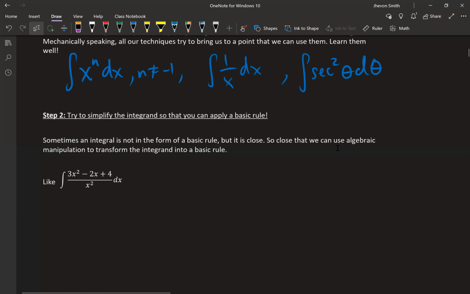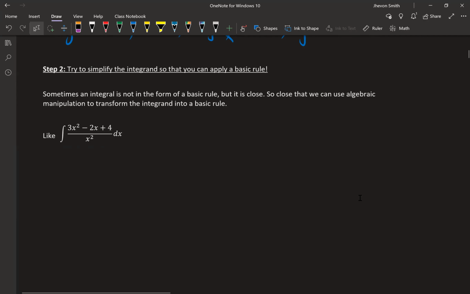The second thing is, of course, if it doesn't look like a basic rule, you should immediately ask your question: can I algebraically simplify it to look like a basic rule? So like this integral here, it's not a complicated example. I just want to illustrate the point to you. I see an integral like that. My first thought is going to be, well, does that look like a basic rule? My answer is going to be no. That doesn't look like any of the guys in that table that Jhevon gave me.